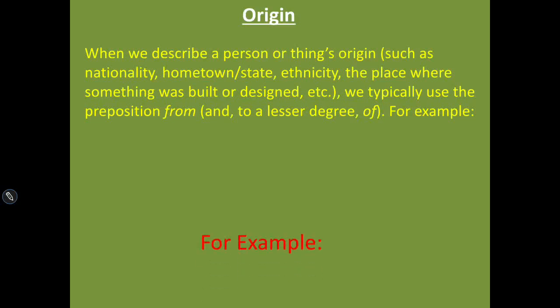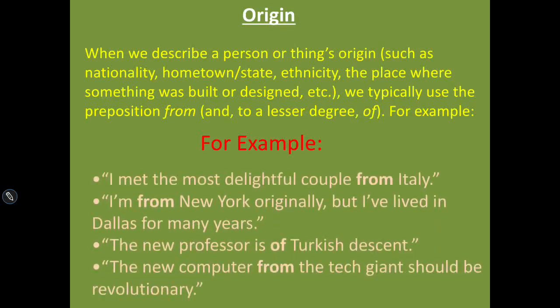For example, I met the most delightful couple from Italy. Means this couple belongs to Italy. To tell this relation, we use the word from. This is a preposition of origin. I'm from New York originally, but I have lived in Dallas for many years. And this tells that I belong to New York originally. Means basically I belong to New York, but I live somewhere else for many years.